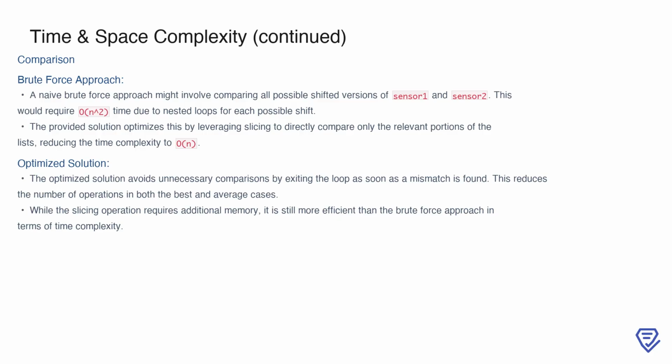In contrast, the optimized solution leverages slicing to directly compare only the relevant portions of the lists. This reduces the time complexity to O(n). Furthermore, the optimized solution minimizes unnecessary operations by exiting the loop as soon as a mismatch is found, which improves performance in both the best and average cases. While the slicing operation adds some overhead in terms of memory, the overall efficiency gains in time complexity make this approach significantly better than the brute force alternative.